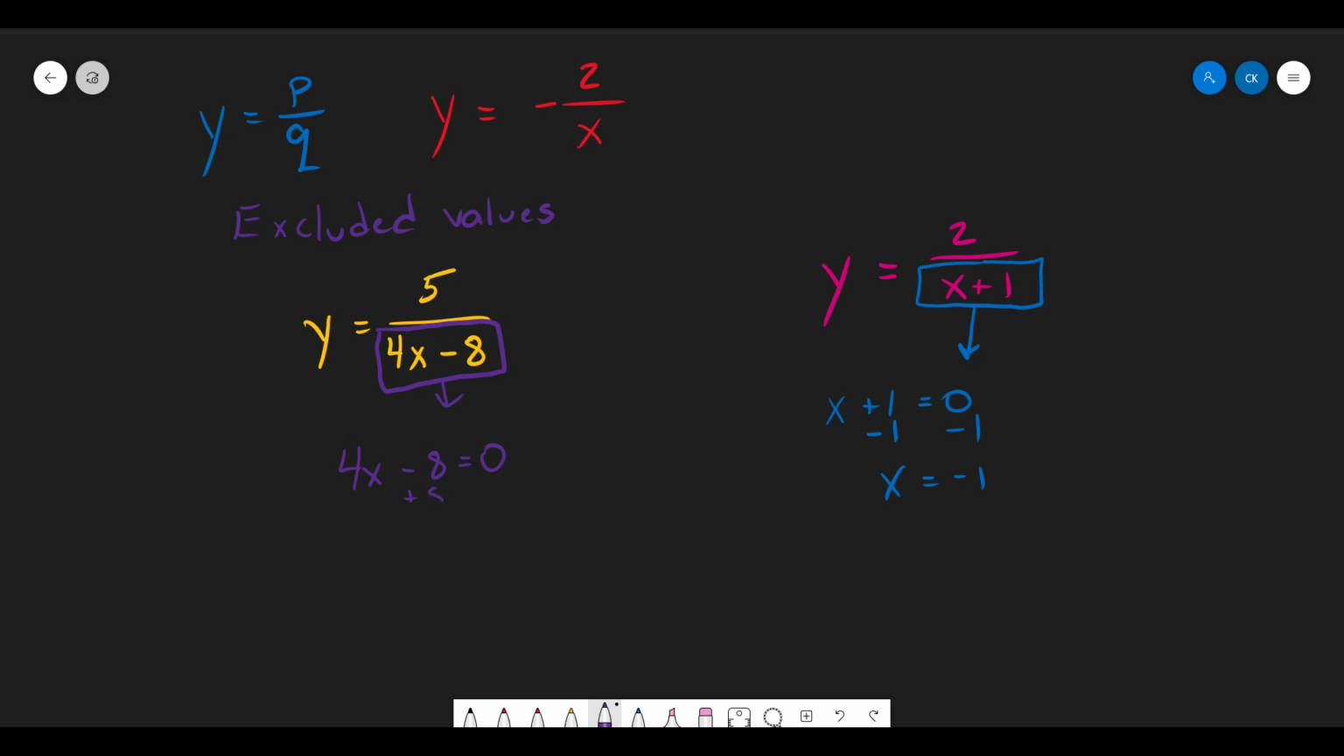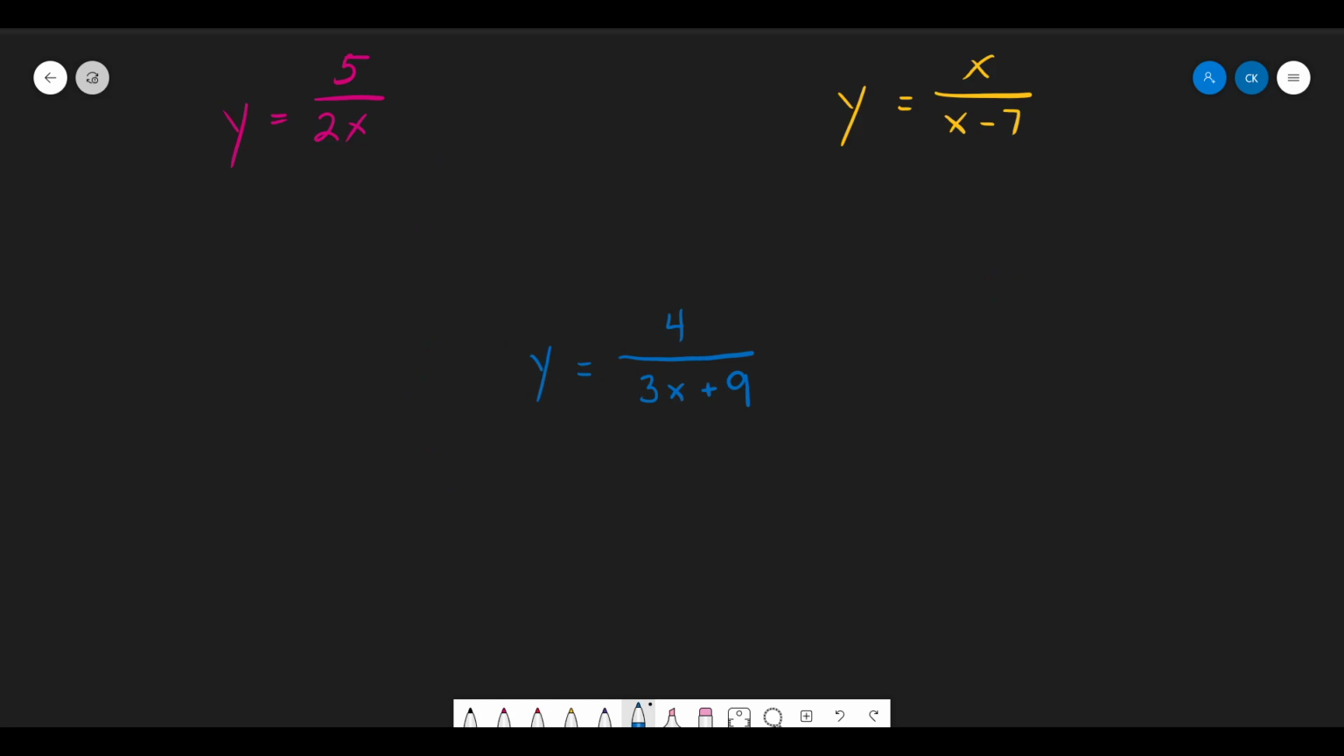So in order to solve this, I'm going to add 8 to both sides. So I have 4x is equal to 8. Divide both sides by 4. And I'm going to get x is equal to 2. So in this function here, my excluded value would be x equals 2.